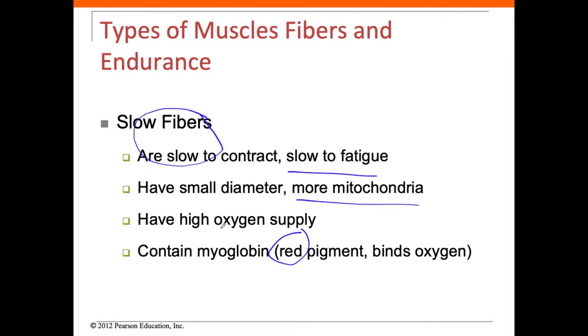lots of mitochondria. We have lots of oxygen. We have lots of myoglobin or blood in the muscle. So because you have lots of that blood, it gives it a red pigment. So we call these red fibers.